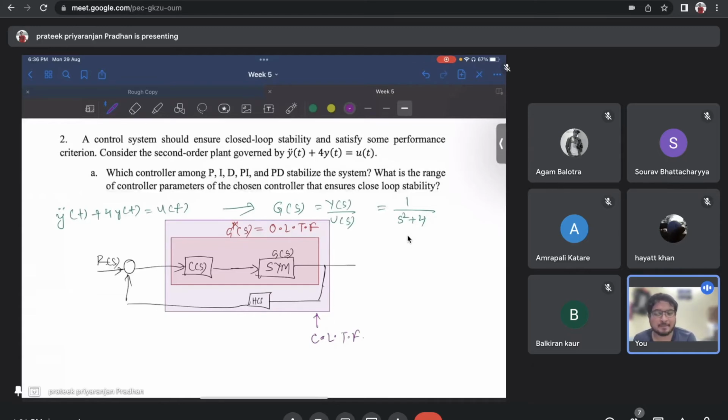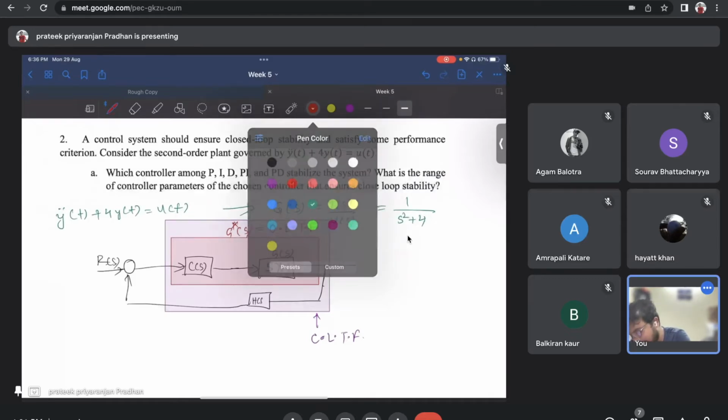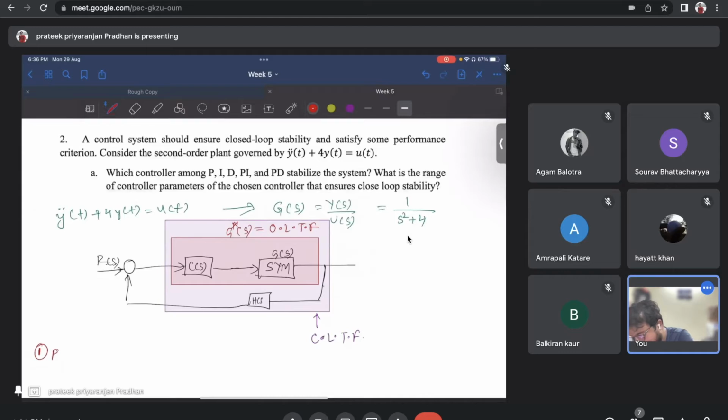Okay, so we have the system, we have the C of s. We need to calculate the closed loop transfer function and check whether the poles are on the left hand side or the right hand side to know the stability. Okay. So for the first part I will draw here. First part, it's saying only P. So for only P, my C of s will be Kp. My G of s is already 1 by s square plus 4. If you have pen and paper, solve it with me so that you will get more from this lecture. Then G star of s is equal to C of s into G of s, which is Kp divided by s square plus 4.